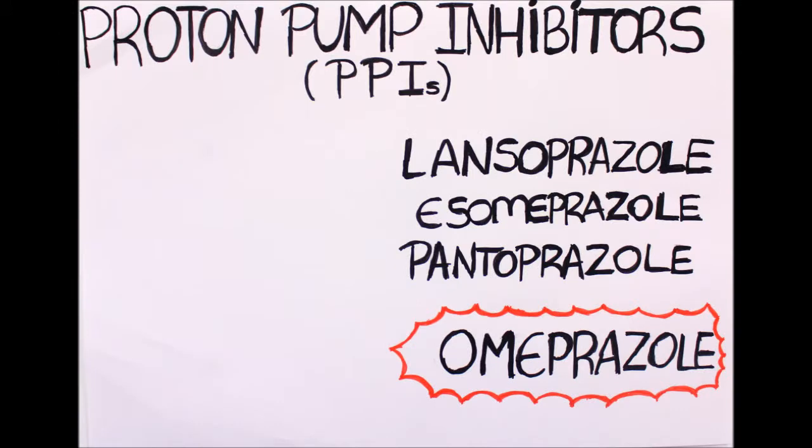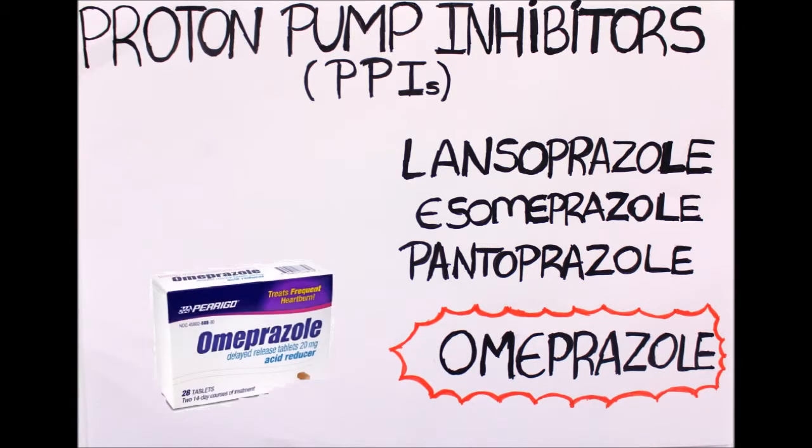We are going to talk about a group of drugs called proton pump inhibitors, or PPIs. Some examples of this type of drug are lansoprazole, esomeprazole, pantoprazole, and omeprazole. We chose omeprazole to specify their mechanism of action, their excretion, the interaction of this drug with other drugs, and their side effects as well.